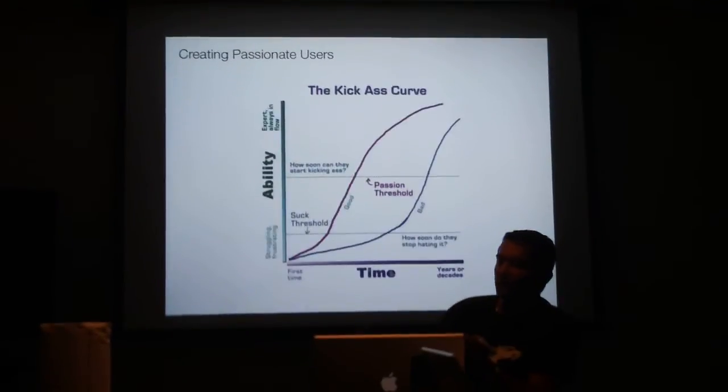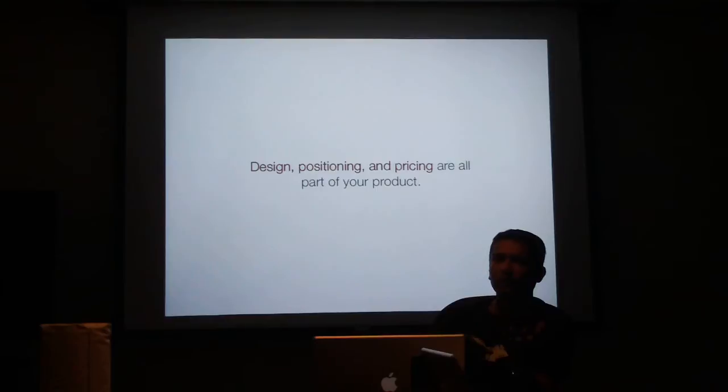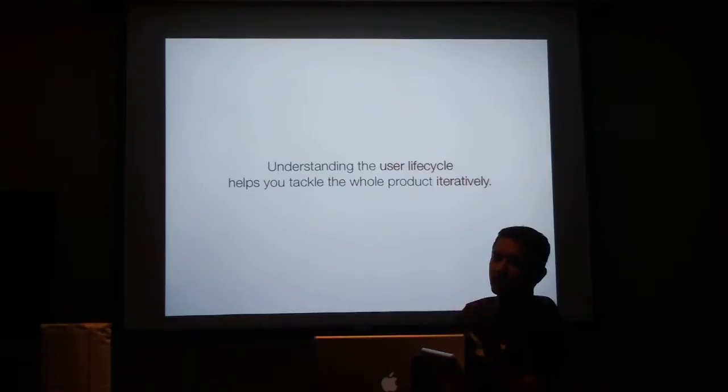So when you first launch a product, lots of things can and will go wrong. Many of these things aren't what we even traditionally consider part of the product. You might have the best features, but you have problems with either your positioning, your design, or your pricing. Well, guess what? All those three things are very much part of the product. So in order to build something users want, you have to tackle the full product, and understanding the user life cycle helps you actually take that on more iteratively than taking it as a whole. And we'll see some examples of that.